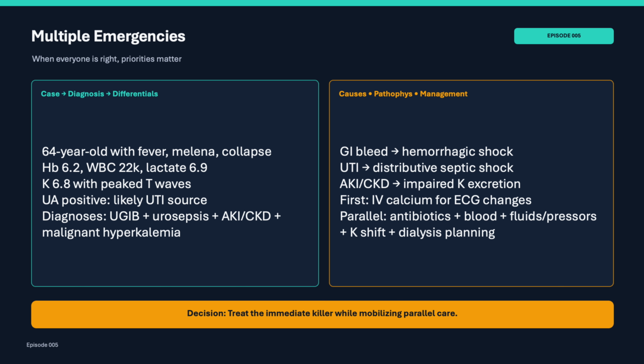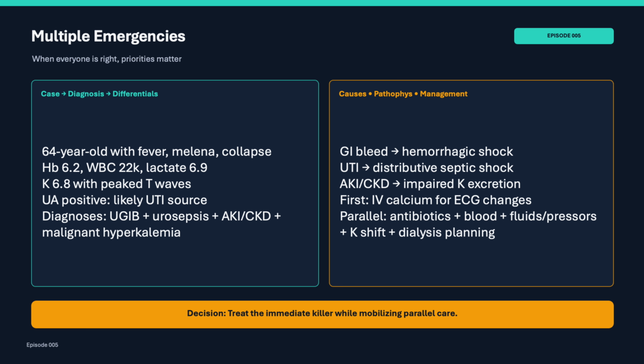Cardiac monitoring and large-bore access, blood cultures, immediate broad-spectrum antibiotics, type and crossmatch, packed red cell transfusion, judicious resuscitation, norepinephrine for persistent severe hypotension, and early nephrology involvement for dialysis planning. The blood transfusion was not merely treating an abnormal hemoglobin result.